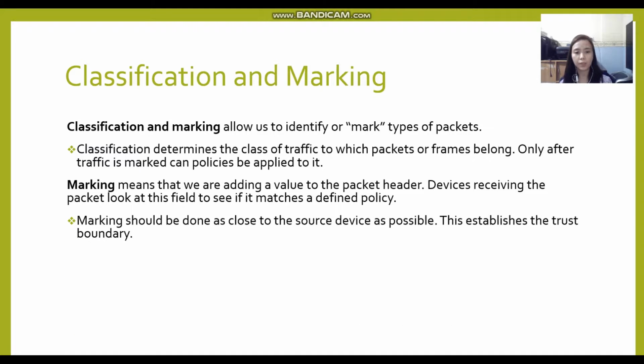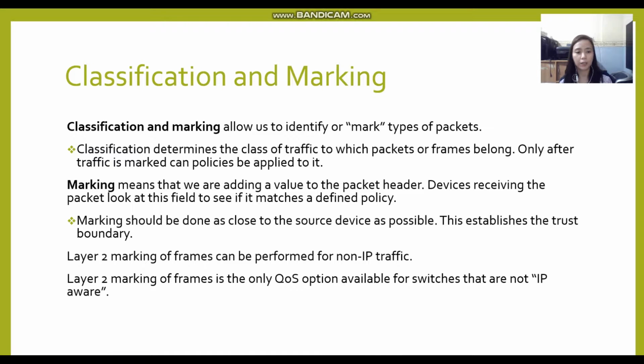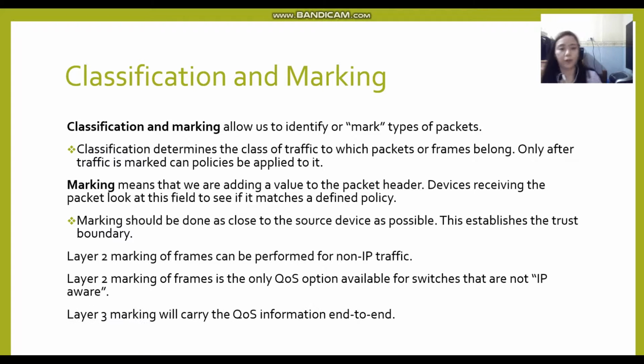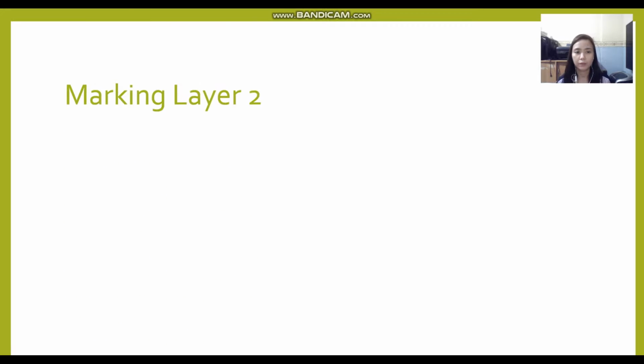Marking should be done as close to the source device as possible. This establishes the trust boundaries. The layer 2 marking of frames can be performed on non-IP traffic. And then the layer 2 marking of the frames is the only QoS option available for switches that are not IP aware. While the layer 3 marking will carry the QoS information end-to-end.